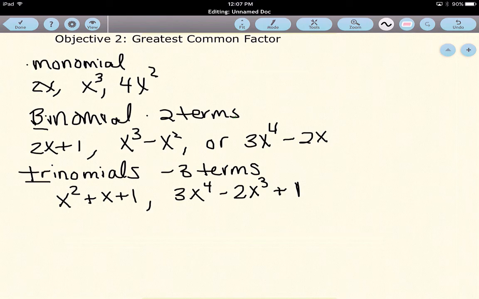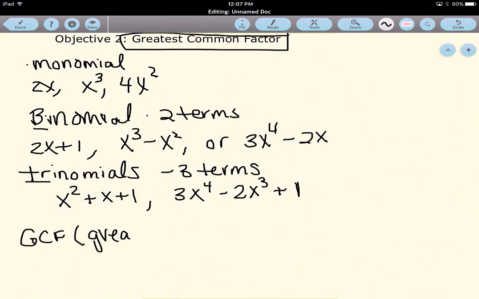Our first factoring technique is to factor out the greatest common factor. That is our goal for the day. If you don't remember what a GCF is, which stands for greatest common factor, pause the video again and refresh your memory.